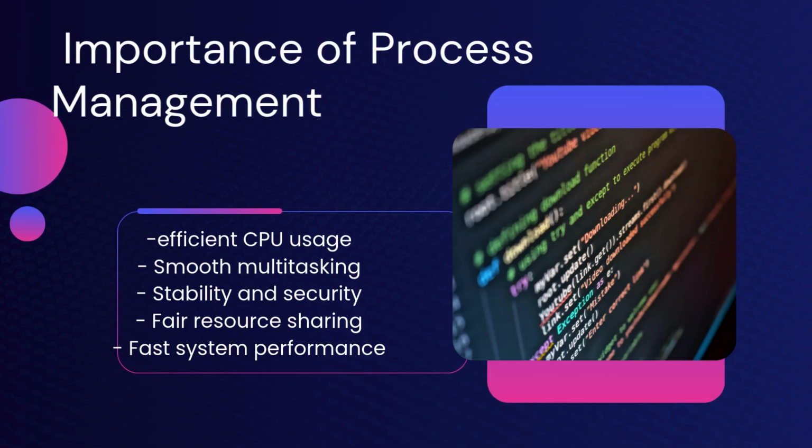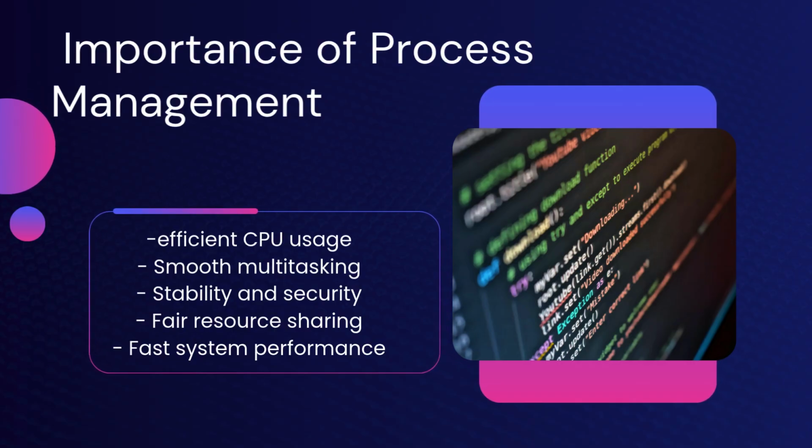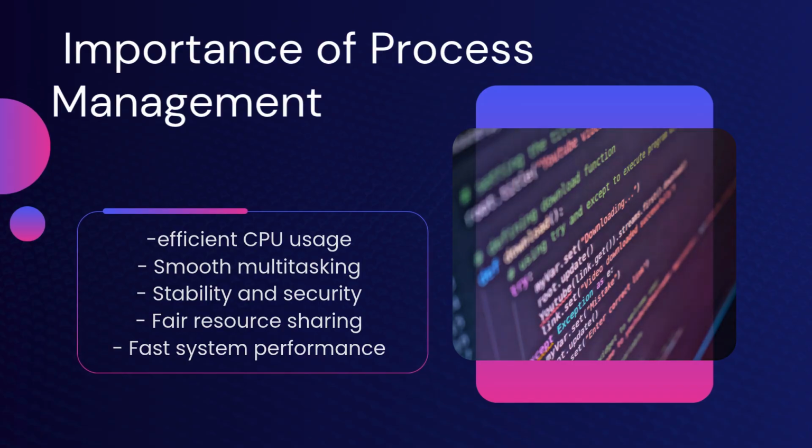Third, stability and security. It keeps the system stable and prevents errors or conflicts. Fourth, fair resource sharing. It ensures all processes get the resources they need. And last, fast system performance. It improves the overall speed and responsiveness of the computer.